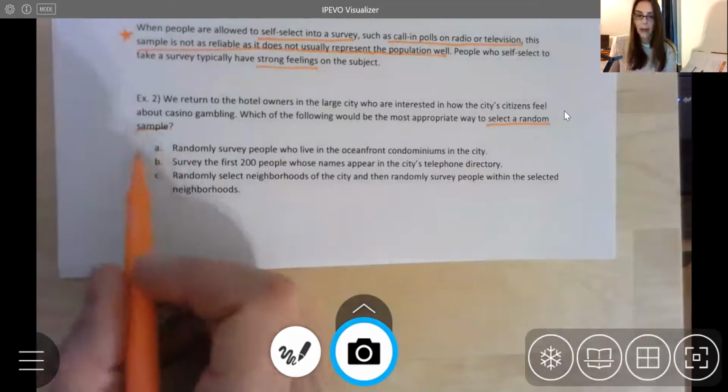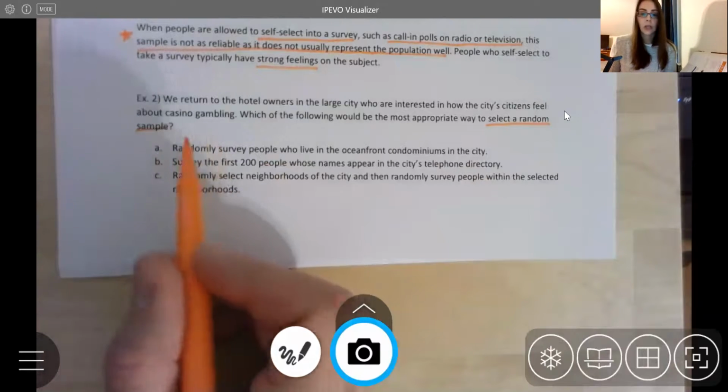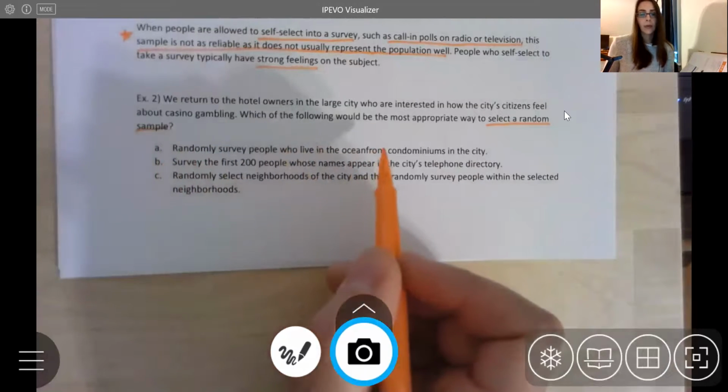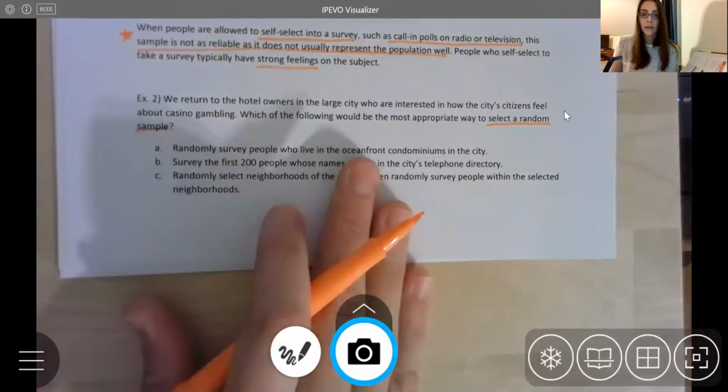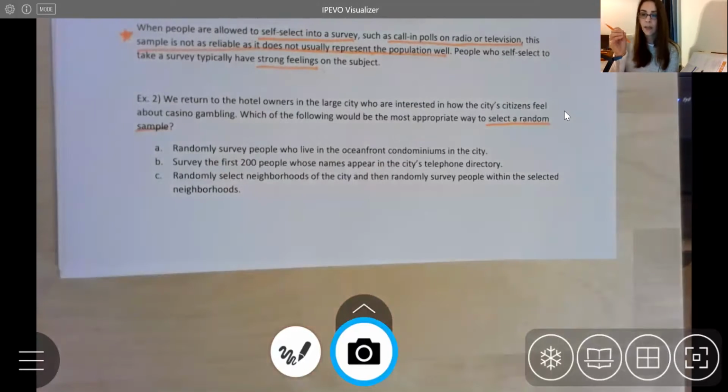Now, the first one is bad. We do see random, which is good, but you're only looking at people who live in this one specific area. So only the people who live in the oceanfront condominiums of the city. This likely does not represent the entire population. I would assume that people who can afford oceanfront property are probably in an upper class for wealth. So maybe that does not represent your city.